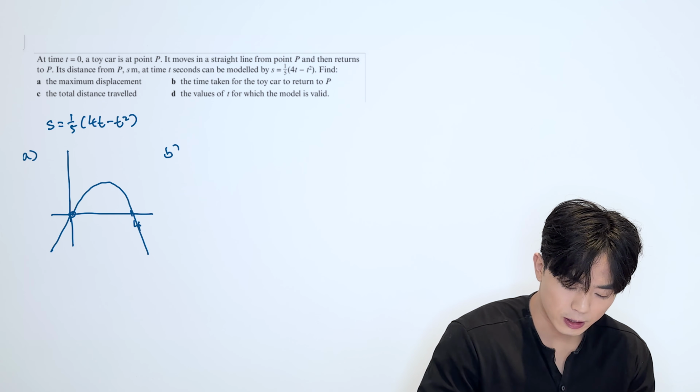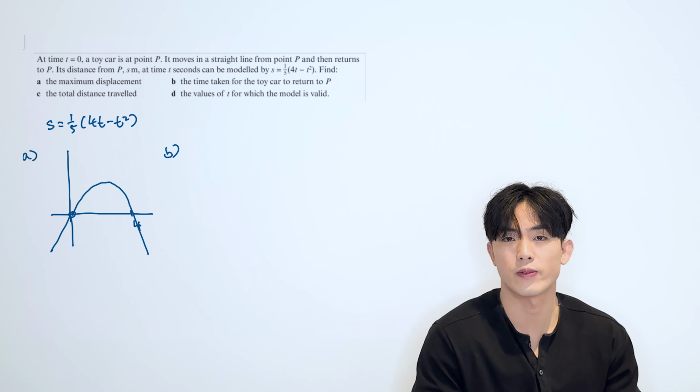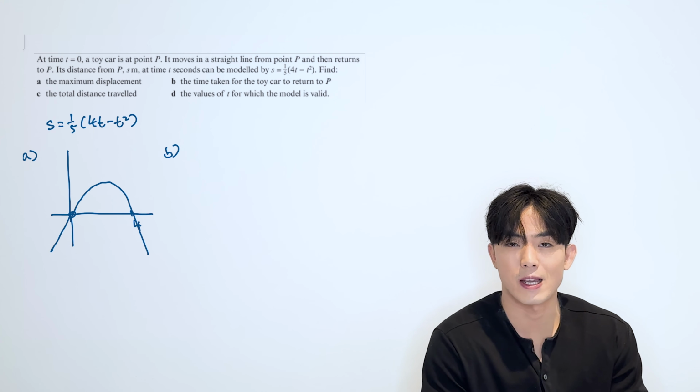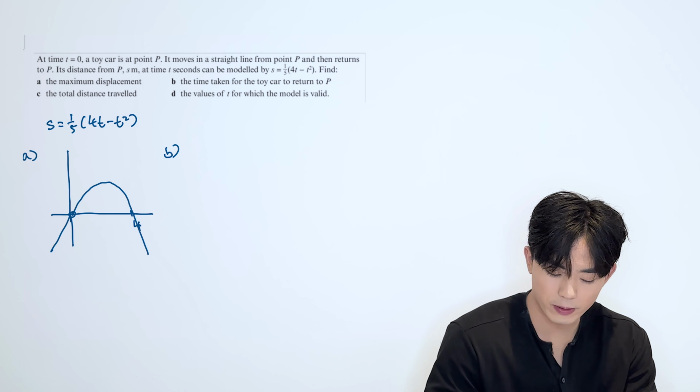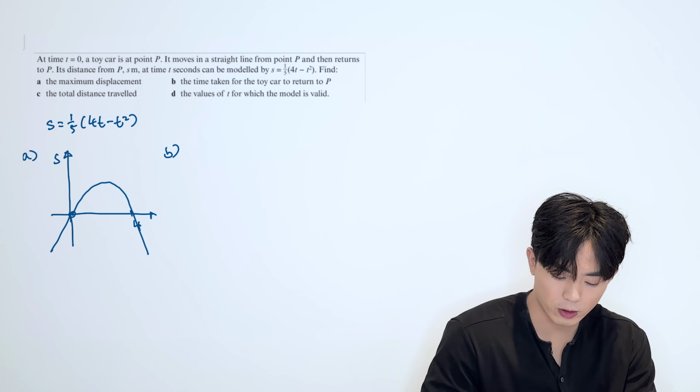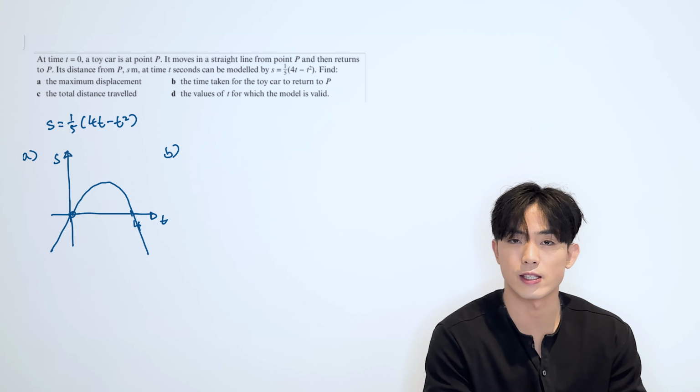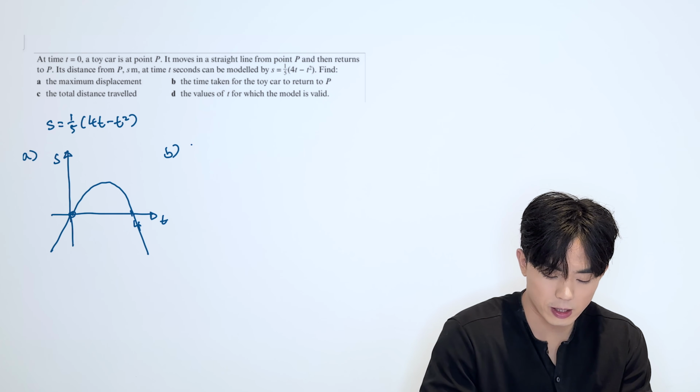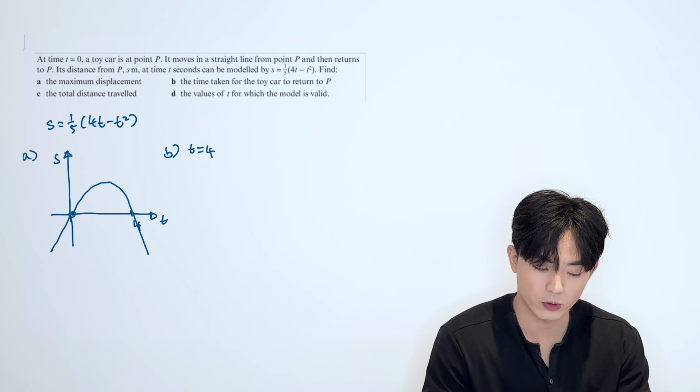For B, the time taken for the car to return to P. So if the car is to return to P, s, being the displacement, will be equal to 0, right? So that's when in this graph here, we can look at when it crosses the t-axis, so it's going to cross at t is 0. That's when this is starting. And when t is 4, so it's going to return when t is equal to 4.